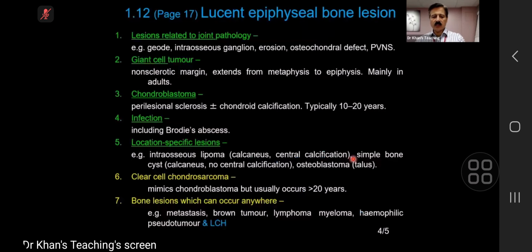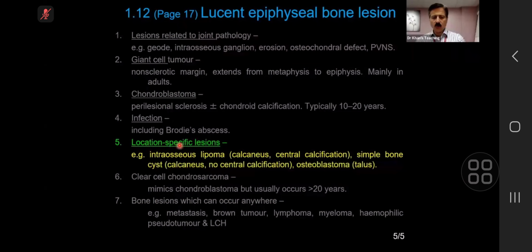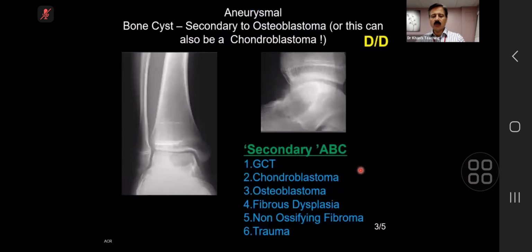There is another differential diagnosis here. Where do you see this? This is what I was talking about, location-specific lesions. One of them was osteoblastoma, and it is written in your Chapman. And sometimes two words in Chapman can pass or fail your exam. And this is very important: osteoblastoma, talus. So once you know it, come back to this lesion.